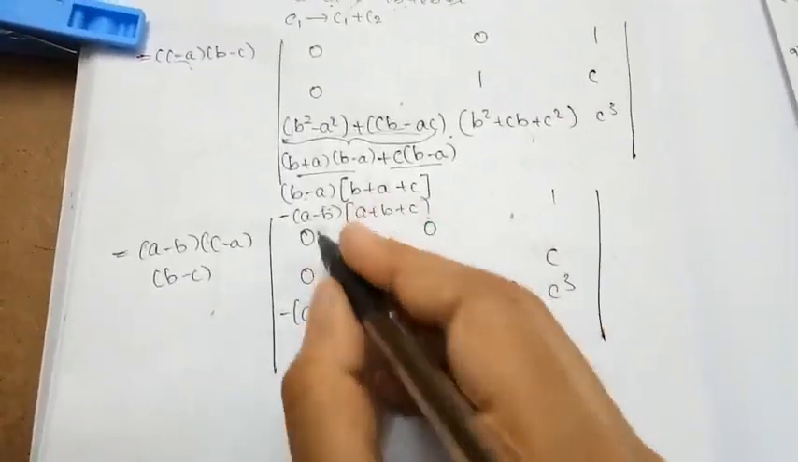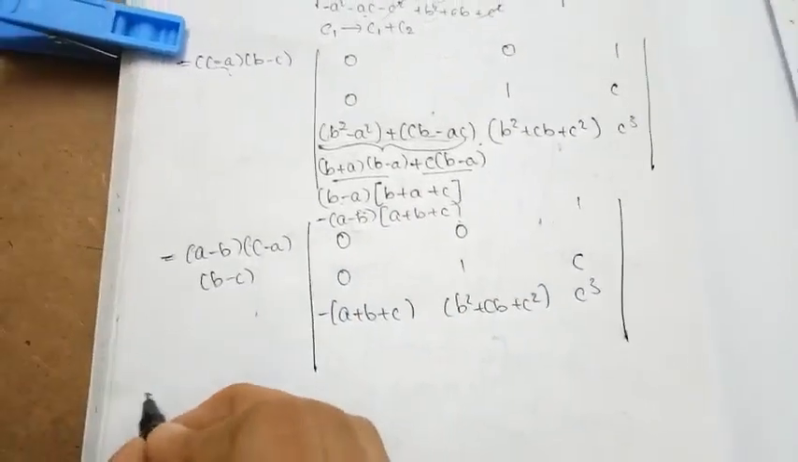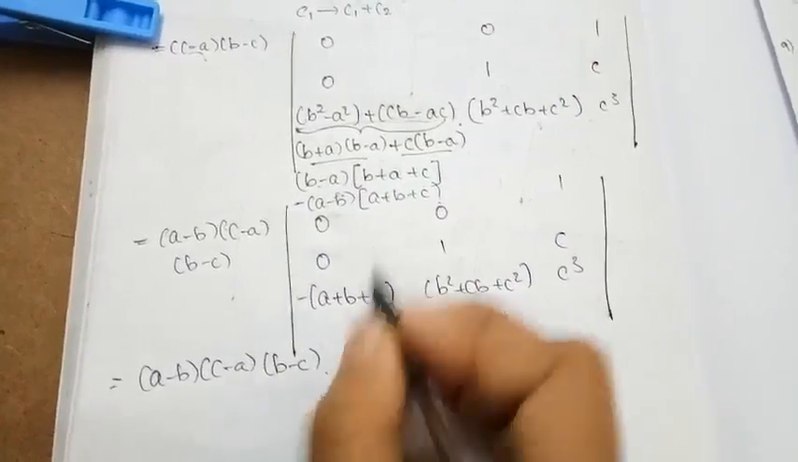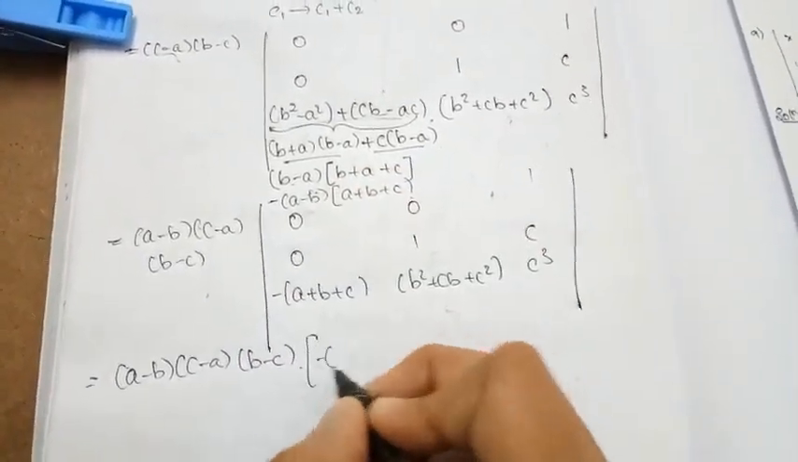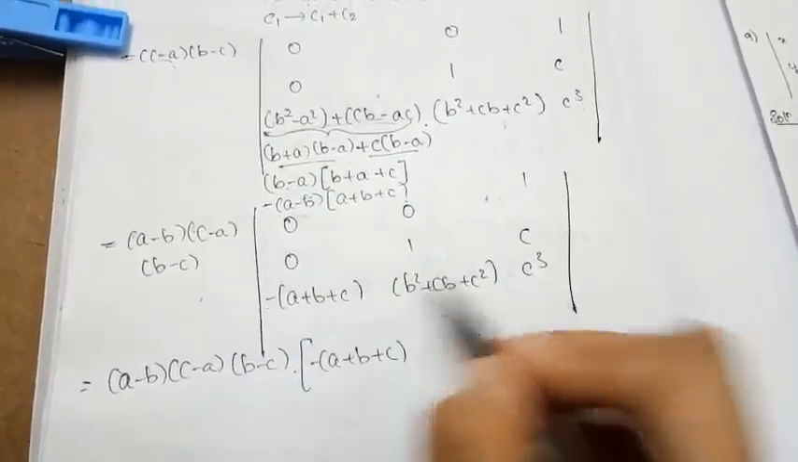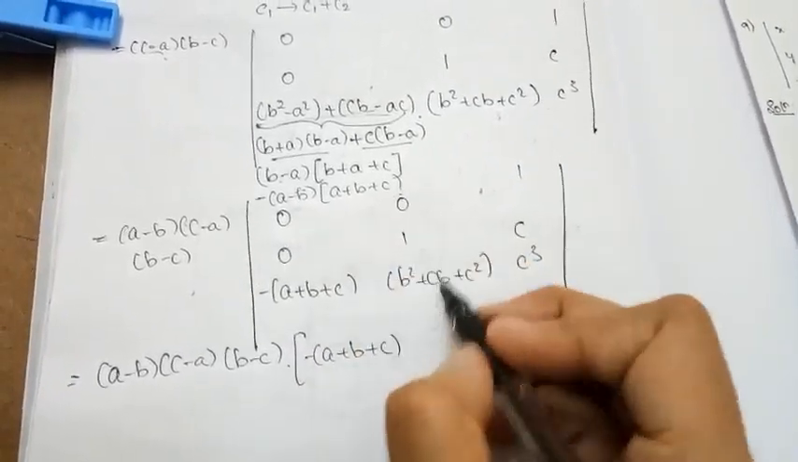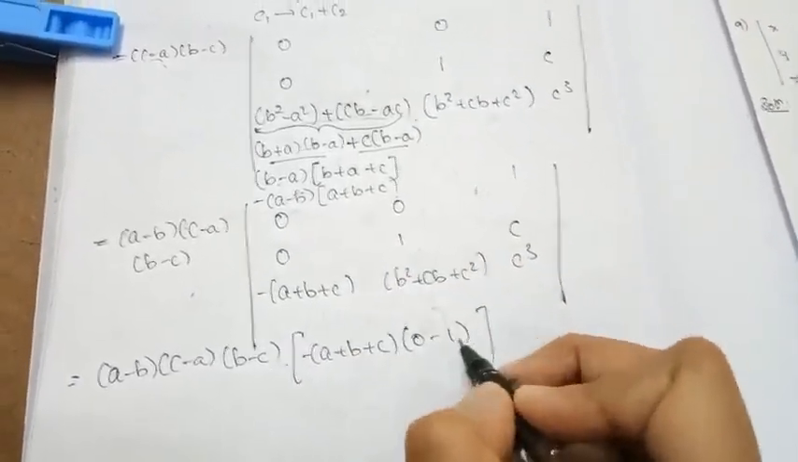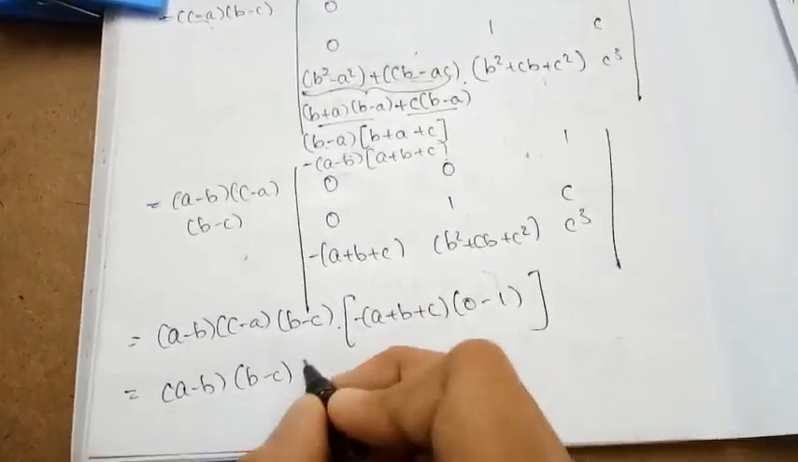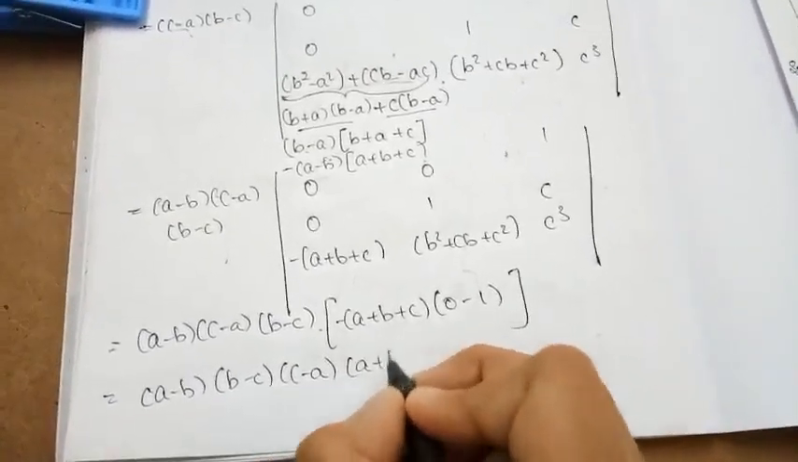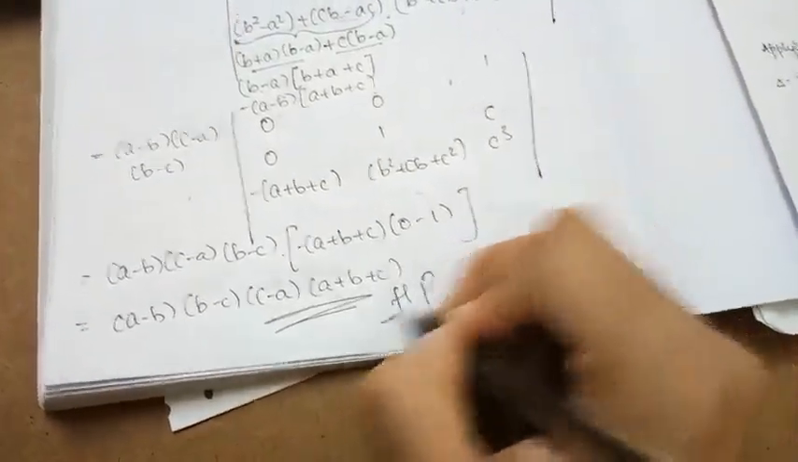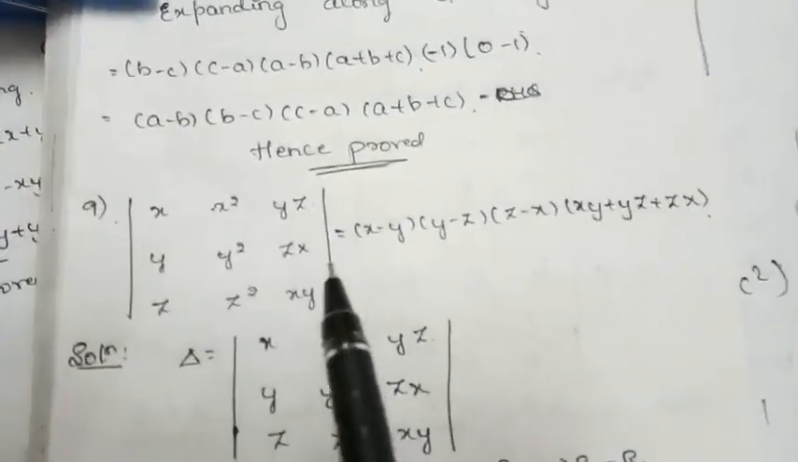Now I am going to expand it along either column 1 or row 1. If I go with column 1, this one remains as it is, a minus b, c minus a, b minus c. Column expansion, so minus a plus b plus c, deleting this row and this column. What is remaining? 0 minus 1, so minus into minus is plus, so it becomes a minus b, b minus c, c minus a into a plus b plus c, which is our required term, hence proved. So now let us move to the next question.